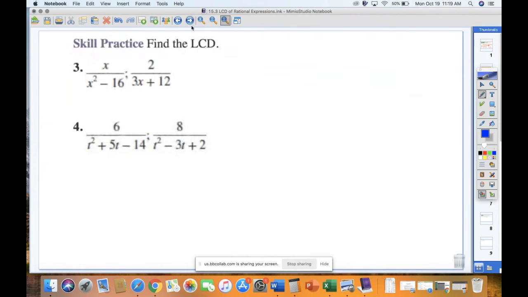All right, let's try a few more. Number 3 says x over x squared minus 16 and 2 over 3x plus 12. We're going to find the least common denominator. Go ahead and write these down. Let's see where we get. Why don't you try 3 and 4. I've got 11:20 on the clock. I'm going to give you till 11:23, and then I'll go through these. So go ahead and attempt them for 3 minutes here.